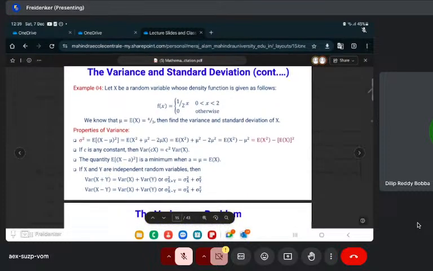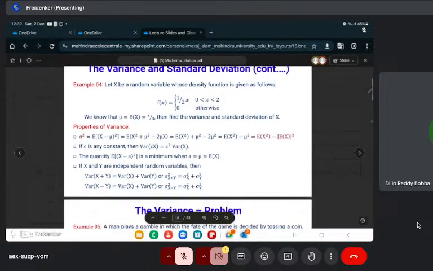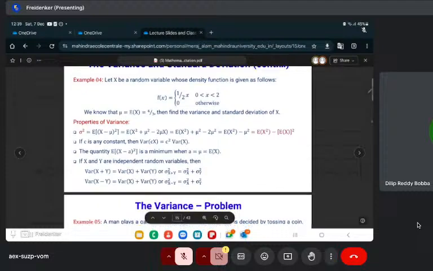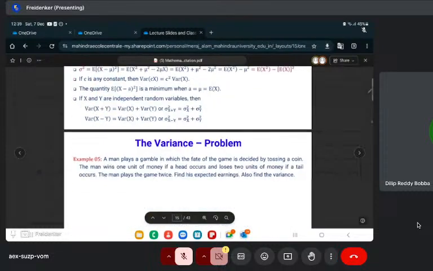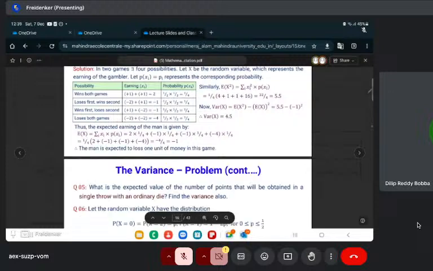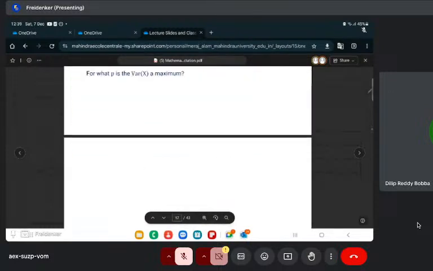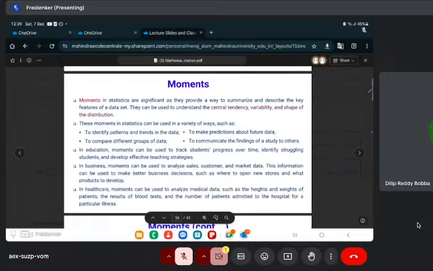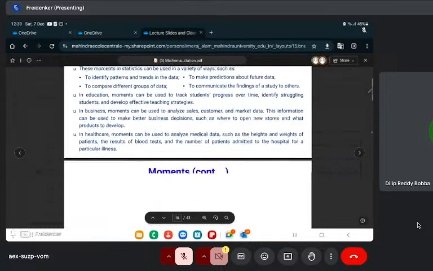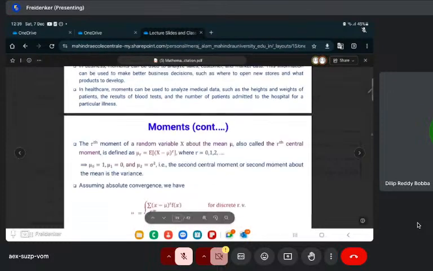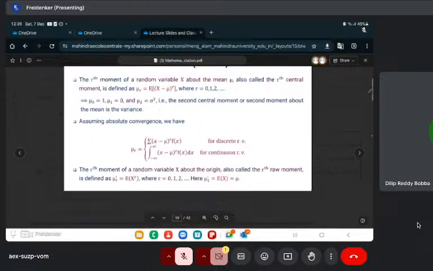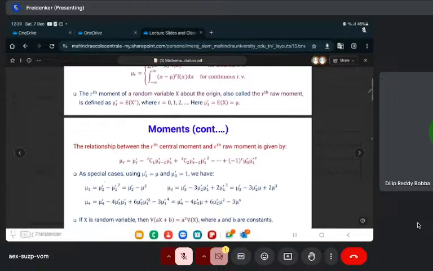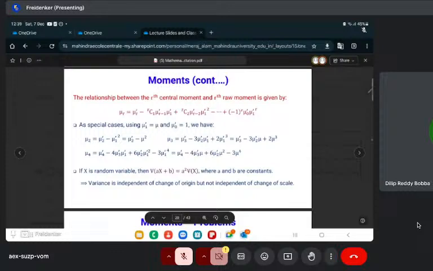We need more properties. There are more properties to variance. Like if there's a constant, variance of ax will be a square variance of x. And if x and y are not independent, then you will get something called covariance. So maybe when covariance is introduced, we will look at more.